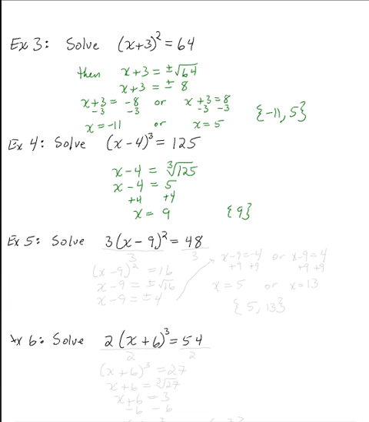Let's complicate the situation a little further. Now we have 3 times the quantity x minus 9 squared is equal to 48. Well, I can bring this back to the previous example, basically, by dividing both sides by 3. So now I have x minus 9 squared is equal to 16. Using square root, I have x minus 9 is equal to the positive or negative square root of 16. And the square root of 16 is 4, so I have x minus 9 is equal to positive or negative 4.